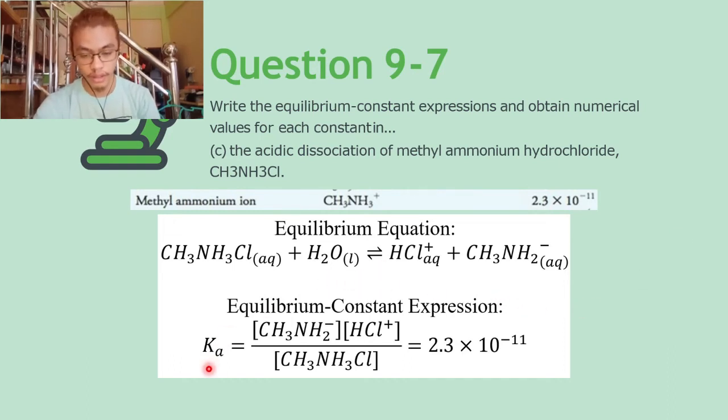Ka will be CH3NH2 times HCl, since they are the products, all over CH3NH3Cl, which is the reactant. Once again, its Ka value in the table is 2.3 times 10 raised to negative 11.